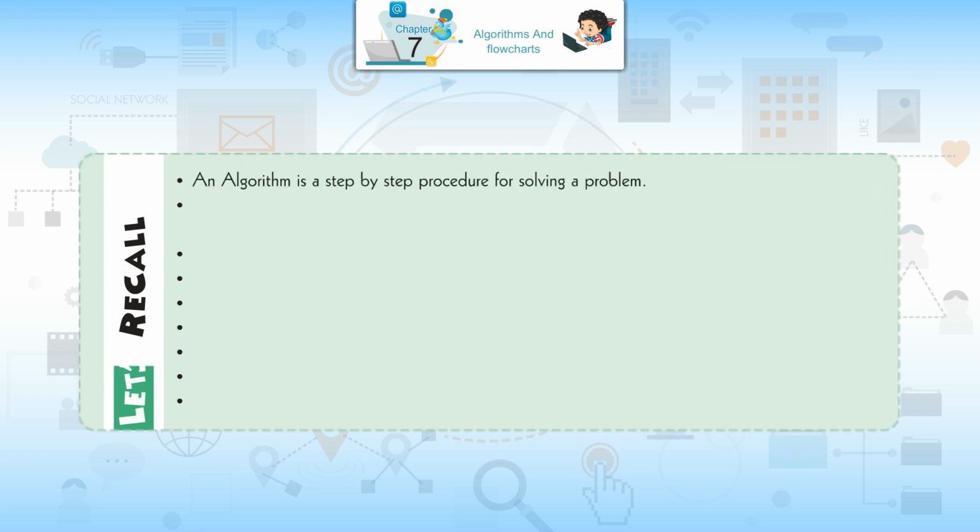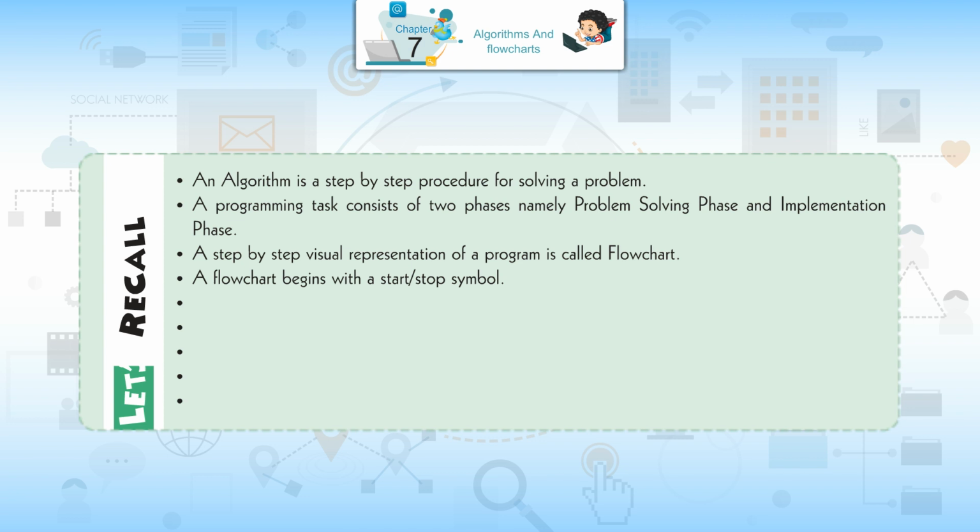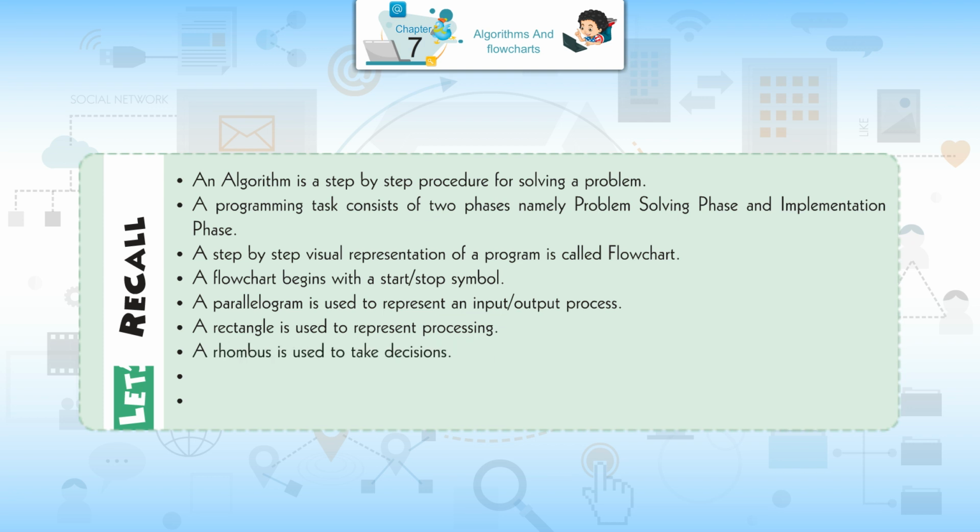Let's recall. An algorithm is a step-by-step procedure for solving a problem. A programming task consists of two phases, namely the problem-solving phase and the implementation phase. A step-by-step visual representation of a program is called a flowchart. A flowchart begins with a start or stop symbol. A parallelogram is used to represent an input or output process. A rectangle is used to represent processing.